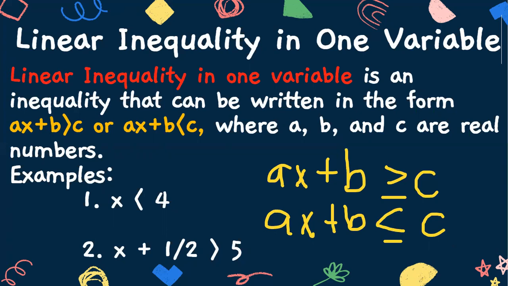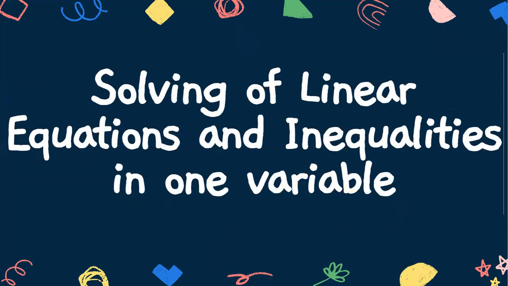Examples. So, x is less than 4. So, that is inequality because of the inequality sign. And then number 2, x plus 1/2 is greater than 5. So that is an example of inequality because of the sign of the inequality. Right? So that is the difference between the linear equation in one variable and linear inequality in one variable. Right. So next, solving linear equations and inequalities in one variable.